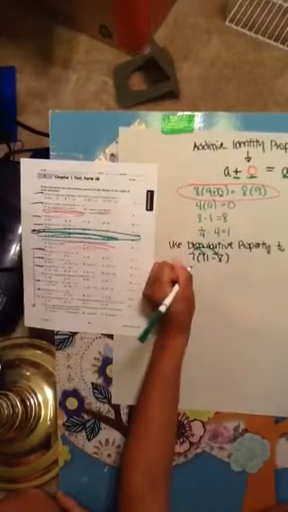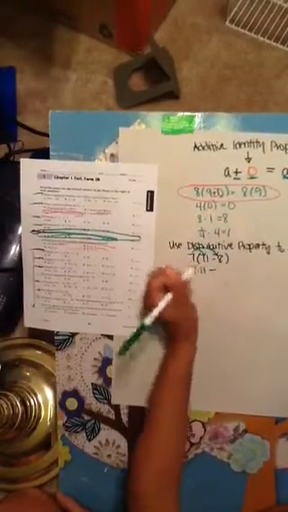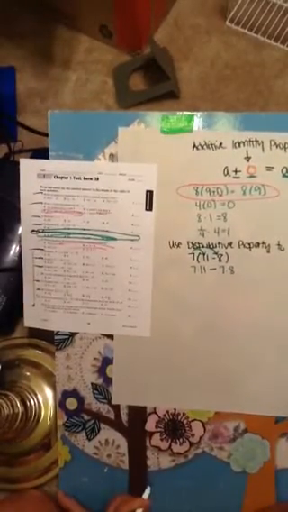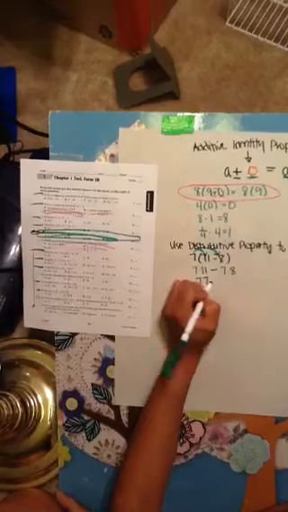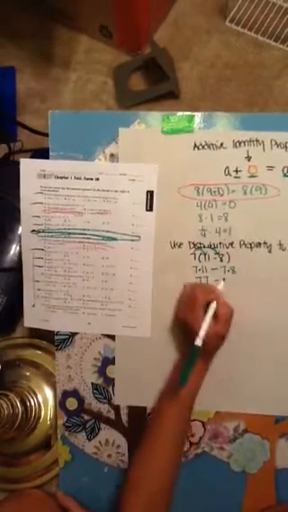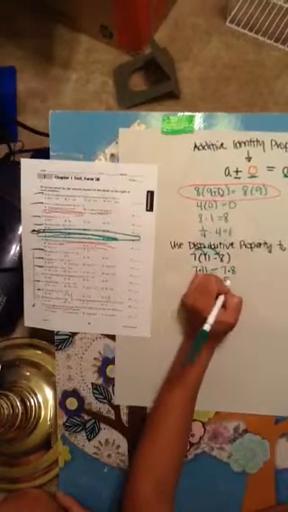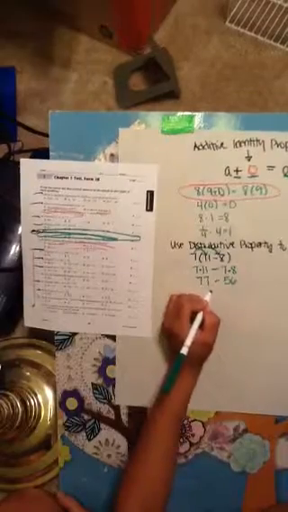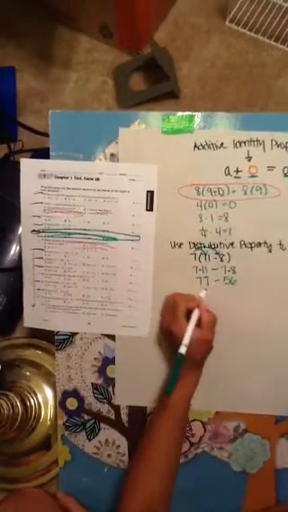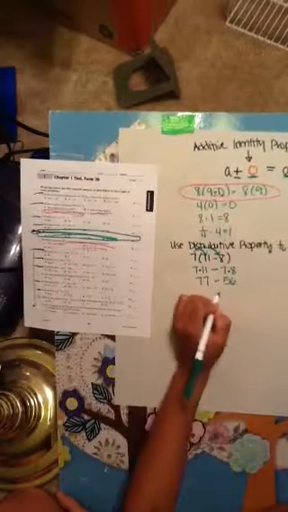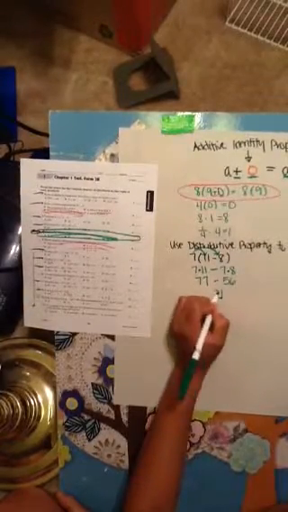Or 7 times 11 minus 7 times 8. Now 7 times 11 is going to be 77. 7 times 8 is going to be 56. And then you just subtract those two. So 77 minus 56, 7 minus 6 is 1, 7 minus 5 is 2, so my answer here is 21.